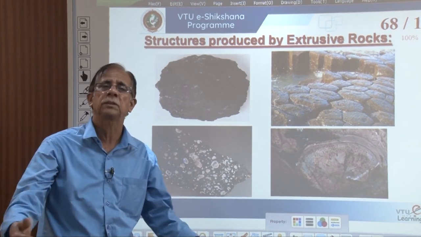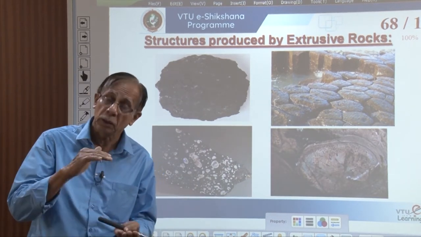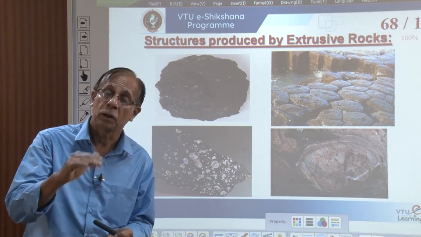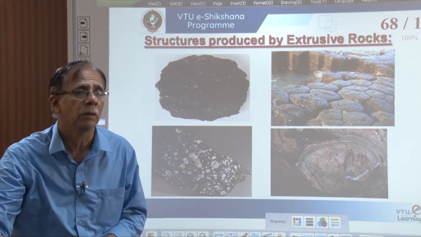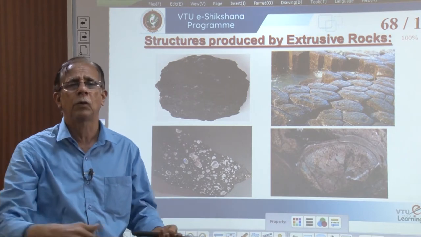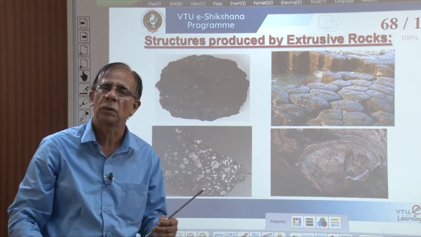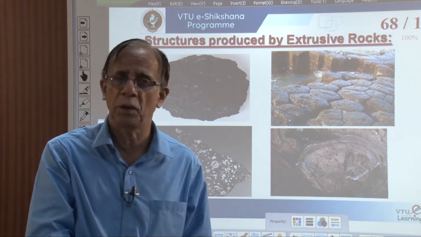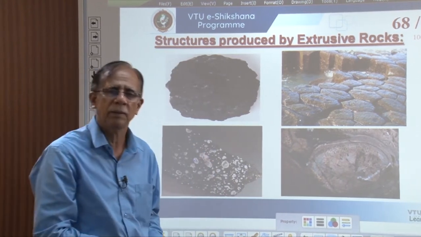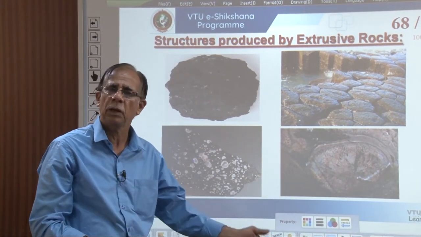Different types of structures are produced if lava comes to the surface. If it is at depth, it is called magma. They may not develop such wonderful structures. Message is, such wonderful structures I have, this is a volcanic. Yes, they have formed like this.